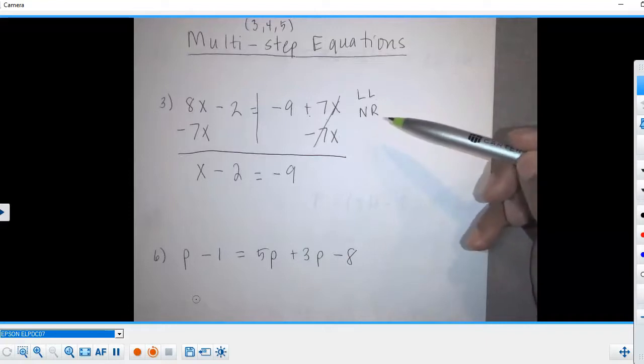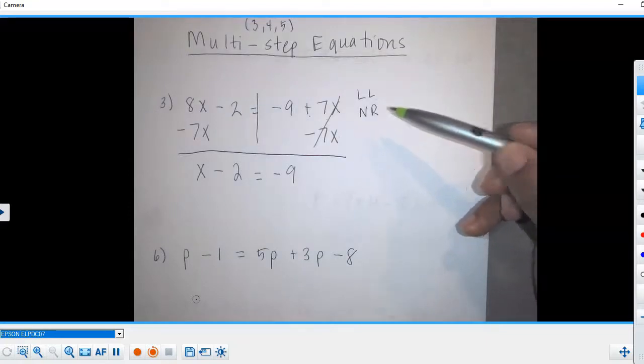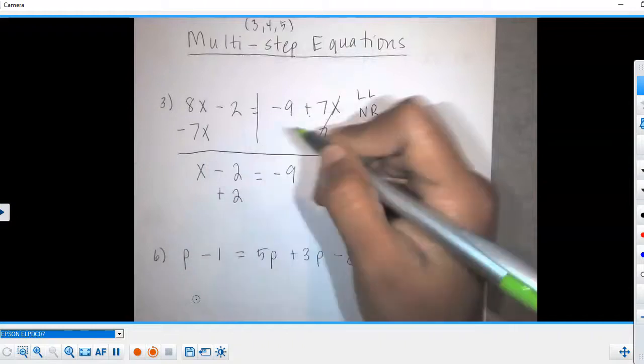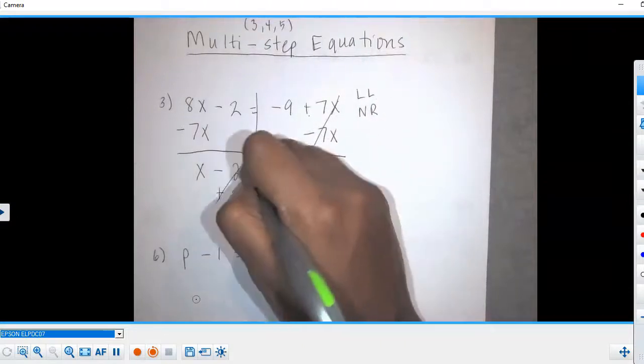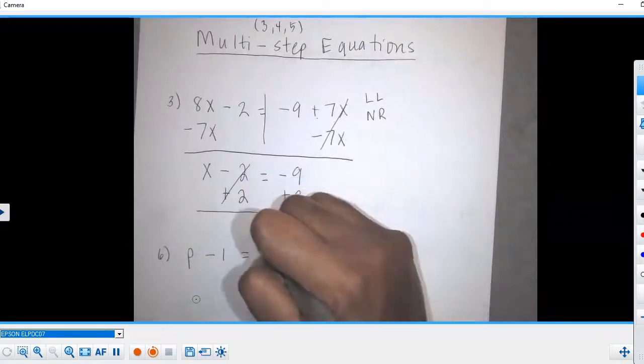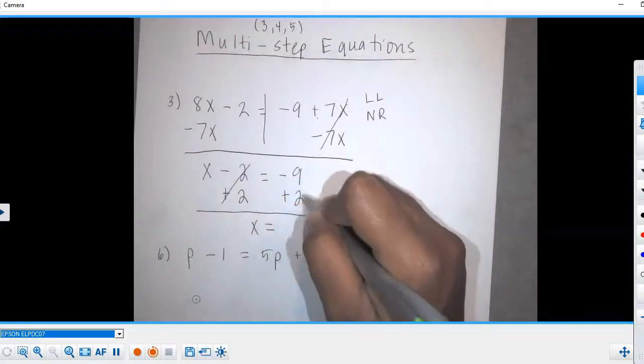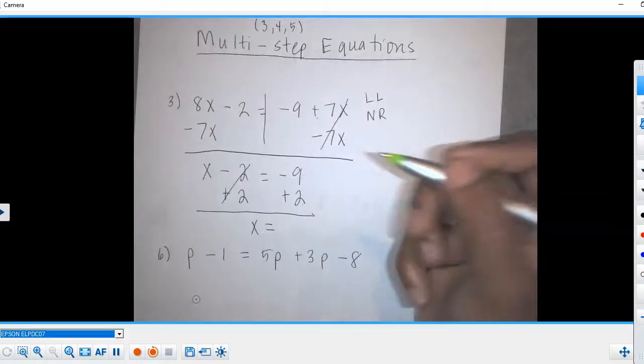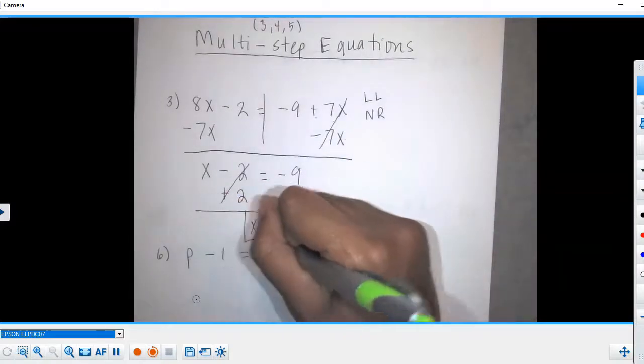And now again, we're going to do our numbers to the right. So you have to do the inverse operation to move terms from one side of the equal sign over to the other. So the final answer for this one, number 3, x is equal to, remember to subtract, keep the sign of the bigger number, negative 7.